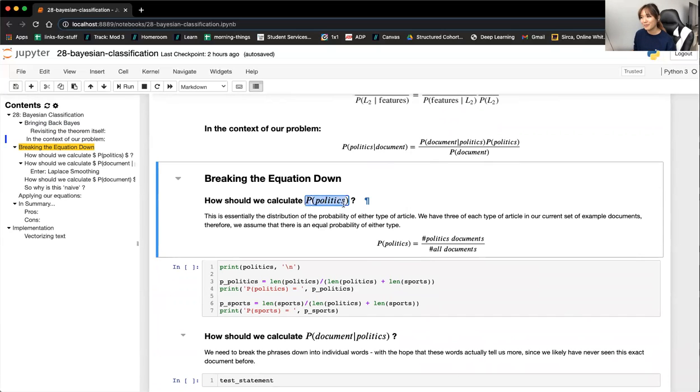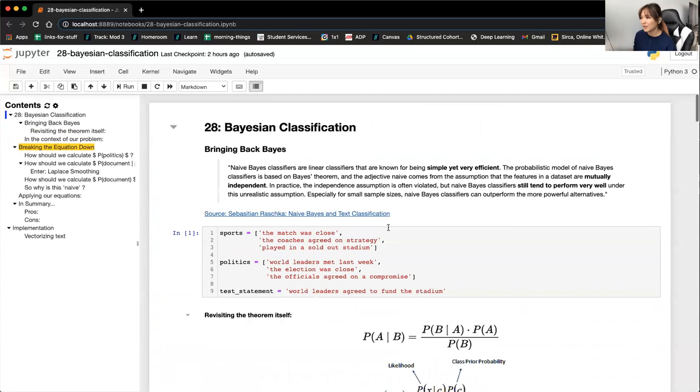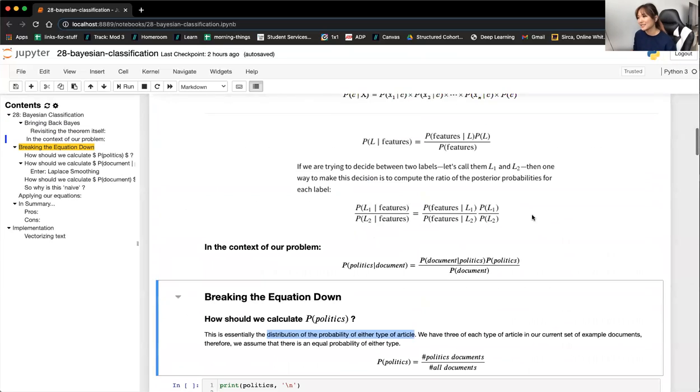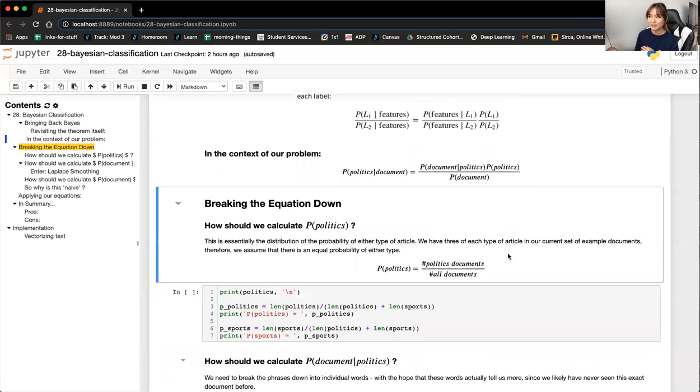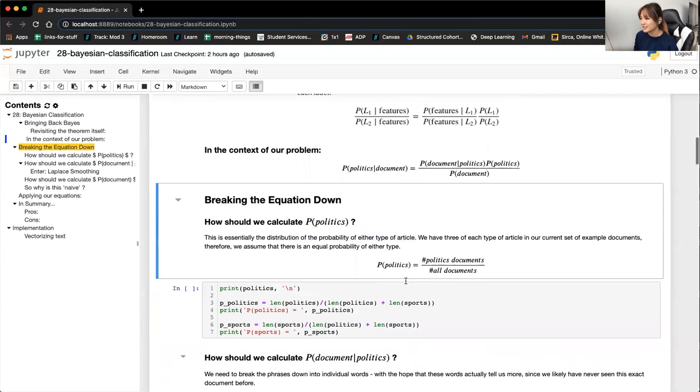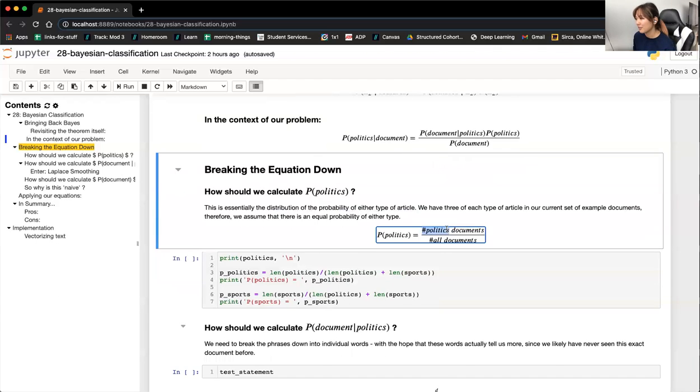How should we calculate the probability of politics? It's just a distribution of the probability of each type of article. Because in our very small example we have 3 examples each of sports and politics, it's literally the number of politics documents over the number of all the documents. That makes sense? For this, the number of politics documents is 3, the number of all documents is 6. The probability of just politics, without any conditional probability, is half.